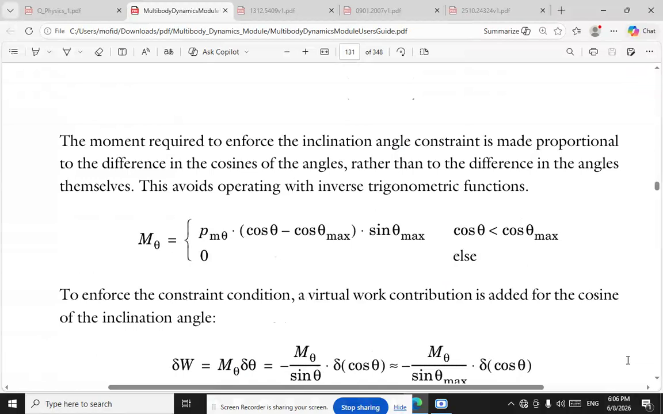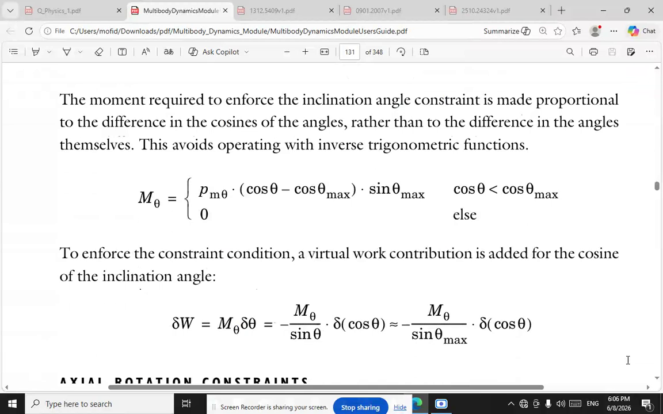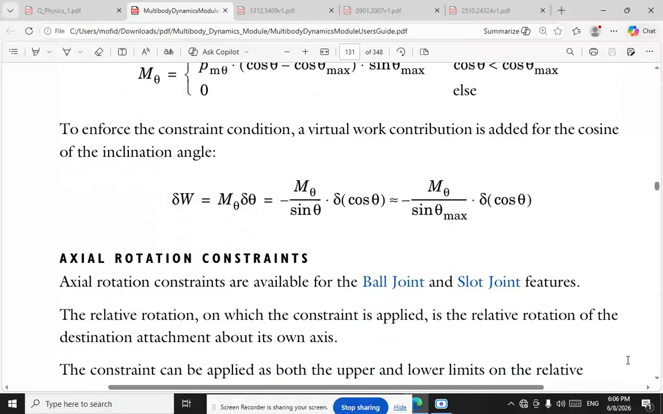To enforce the constraint condition, a virtual work contribution is added for the cosine of the inclination angle. Delta W is equal to M_theta delta theta, which is equal to minus M_theta divided by sine theta multiplied by delta cosine theta, which is almost equal to minus M_theta divided by sine theta maximum multiplied by delta cosine theta.